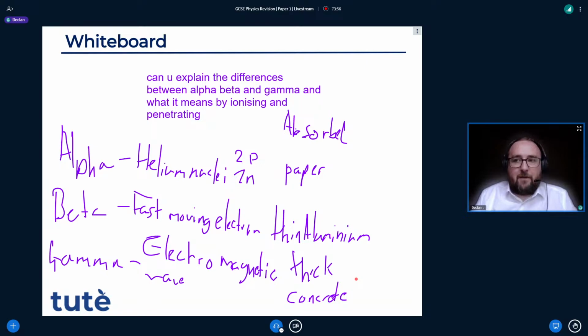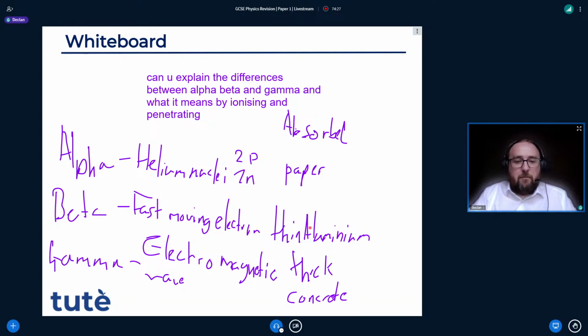Because it's a wave, it's much, much harder to stop. Alpha, because it's got 2 protons, it's got the highest charge, so it's the most ionizing. Ionizing means it's the highest chance of causing damage to one of our cells, creating an ion. Whereas gamma, the least ionizing, even though it's passing through our body all the time, it's the least chance of creating an ion in one of our cells.